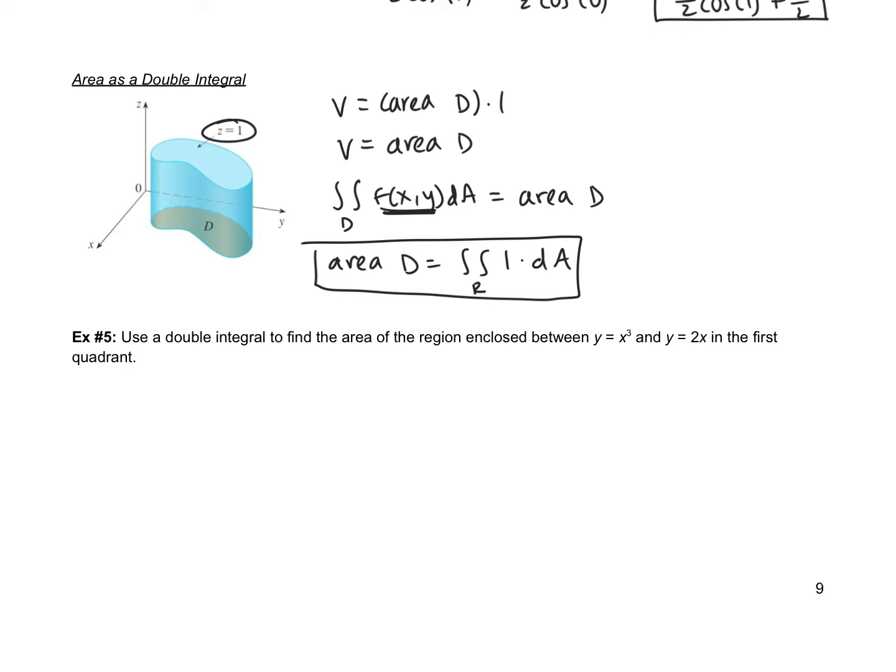So let's take a look at this example. Use a double integral to find the area of the region enclosed between y equals x cubed and y equals 2x in the first quadrant. So start it like we do every problem, and that's by drawing a figure.